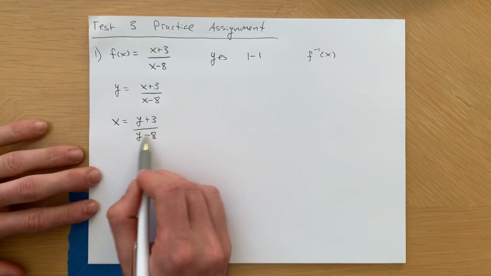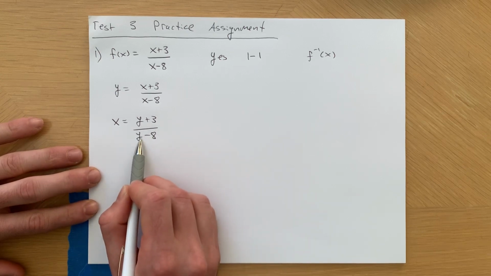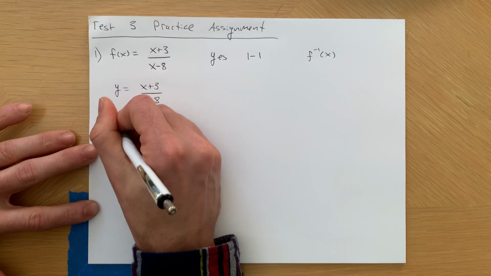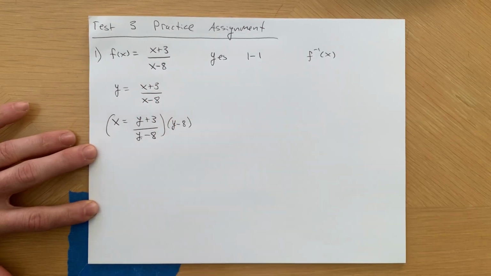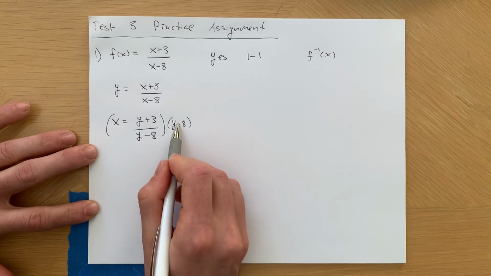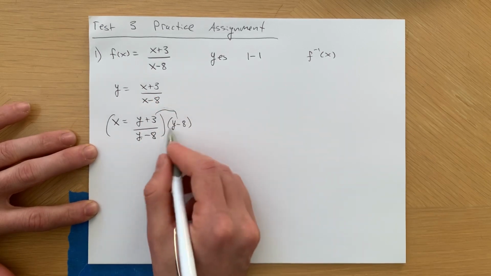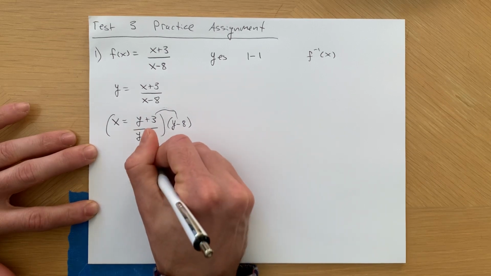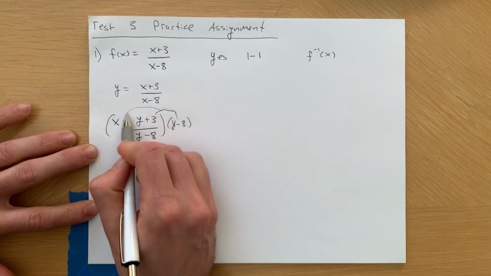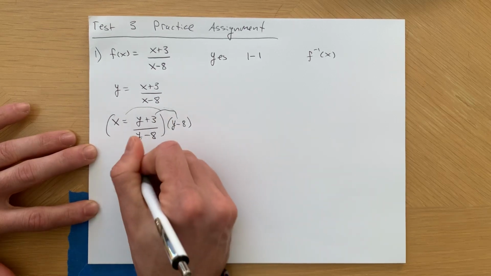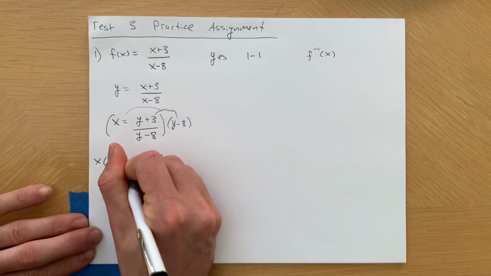And then once we solve for y, that y is going to be our f inverse of x. So the first step in solving this problem for y is we're going to get rid of the fraction. So multiply this y minus 8 onto both sides. Or another way of saying that is just multiply the entire problem by y minus 8. So when we distribute this y minus 8 to the left, it's going to cancel with this y minus 8 on the bottom, and so on the right hand side we're just going to have the y plus 3. But when we distribute this y minus 8 to the left hand side, we're going to have x times (y - 8).